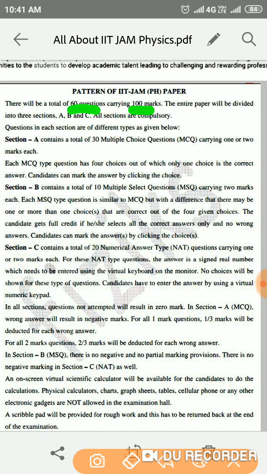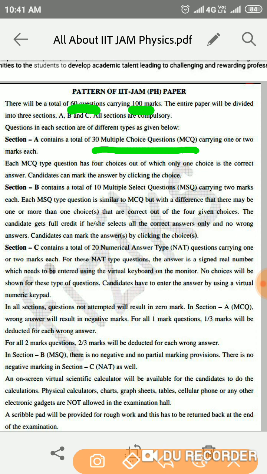In section A there will be 30 multiple choice questions, in which question number 1 to question number 10 will be of 1 mark, and question number 11 to question number 30 will be of 2 marks. Only one option will be correct, and there will be a provision of negative marking in this section. For a 1 mark question there will be a negative marking of 1 by 3, and for a 2 mark question there will be a negative marking of 2 by 3.